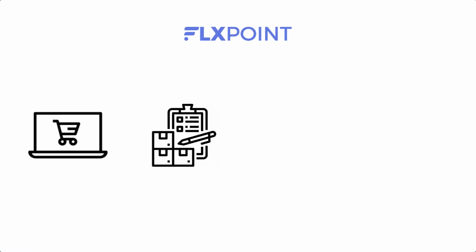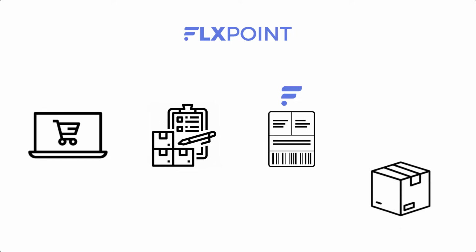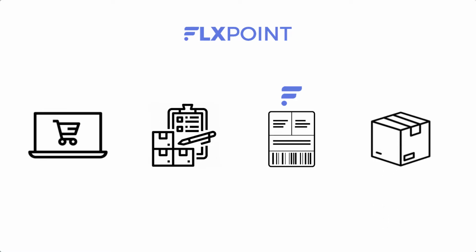You get an order from one of your sales channels. You see that you have this product in stock. You buy and download the shipping label straight from Flxpoint. You print said shipping label, slap it on the package, and then send it to your customer.